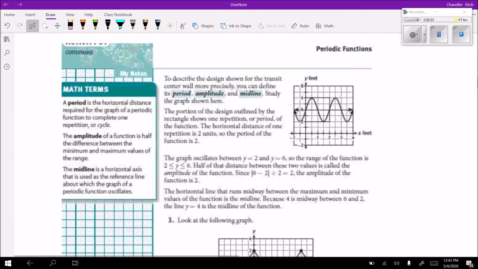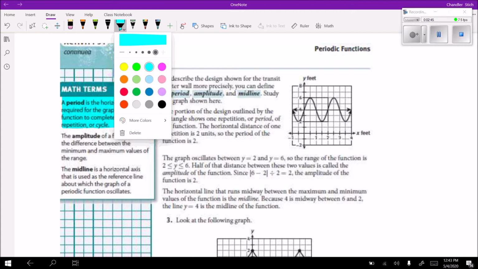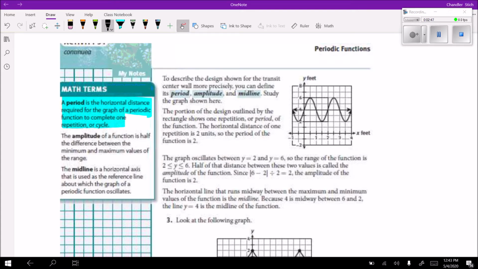Alright, now here are three very important vocab terms. A period is the horizontal distance required for the graph of a periodic function to complete one repetition or one cycle. Okay, the biggest key right there: one repetition or one cycle.